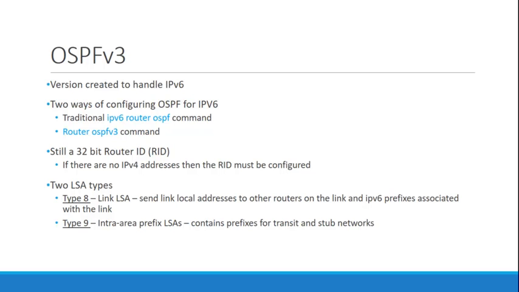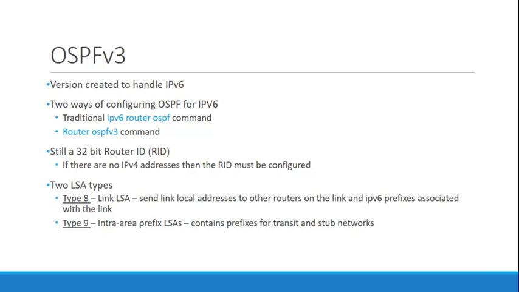Some updates needed to be made in order for OSPF to work with IPv6. Thus, OSPF version 3, or OSPFv3, was created. It's the version created to handle IPv6. We have two ways of configuring OSPF for IPv6: the traditional way, using the ipv6 router ospf command, and the new way, using the router ospfv3 command.